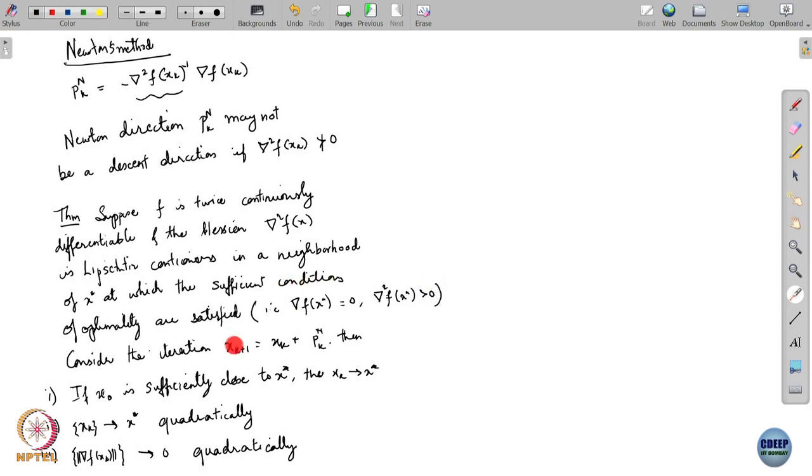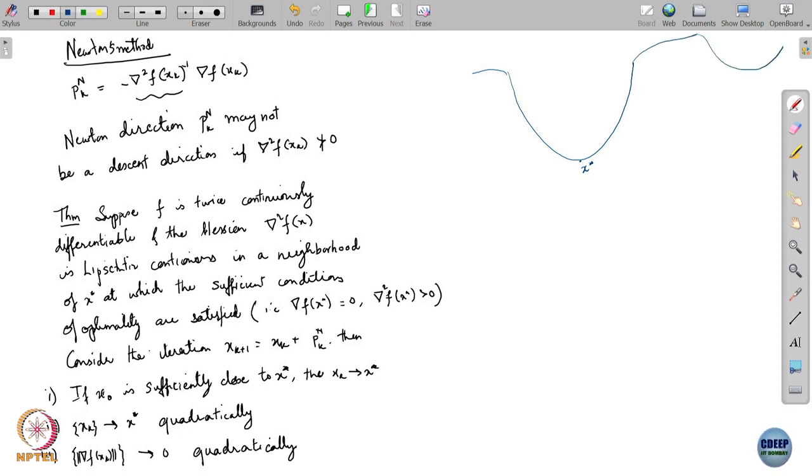And you look at this iteration, which is xk plus 1 equals xk plus pnk, where you are taking a Newton step. Now, here's the main thing. If x 0 is sufficiently close to x star, then you are guaranteed that this will converge to x star. That means if you are sufficiently close, you are in the neighborhood of x star, in a part of the space around x star where the function f looks convex.